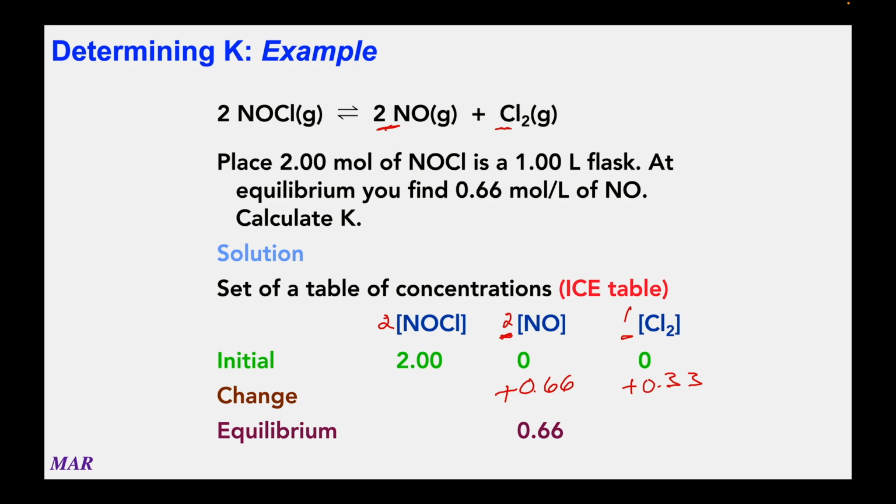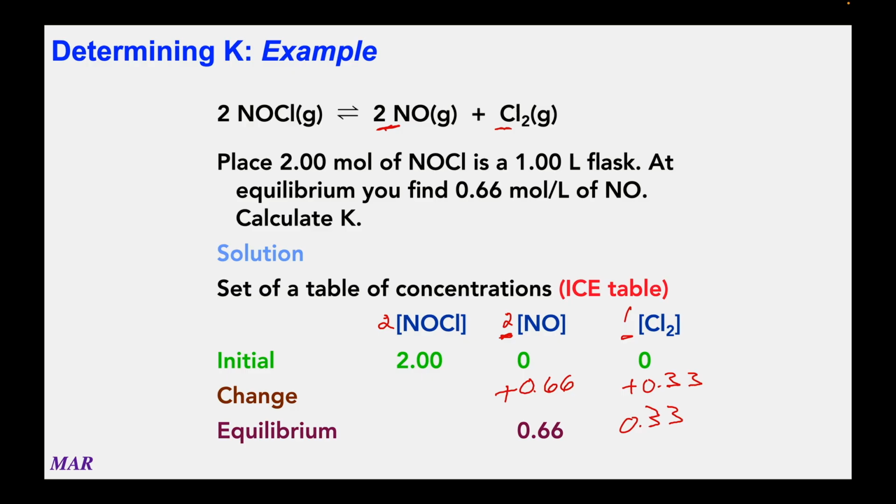So notice here that there's a 2-to-1 ratio in the formula, and the concentration of NO is twice as much as the concentration of Cl2. They're going to be made at the same time. There's a 2-to-1 ratio. That's where that came from. So at equilibrium, the amount of Cl2 is 0.33 moles per liter.